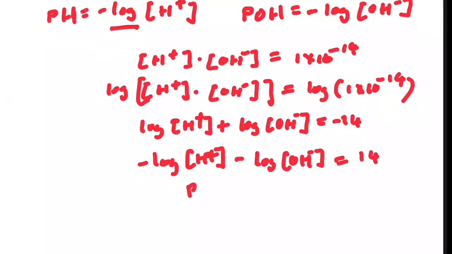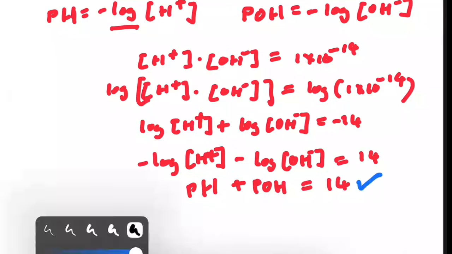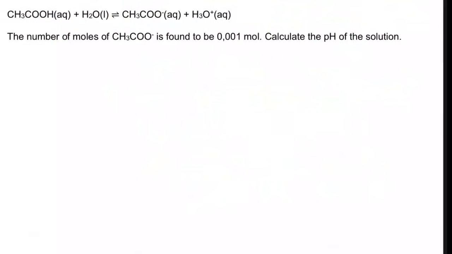This is pH. And then minus log of OH minus, this is pOH. And all of this is equal to 14. So there we go, pH plus pOH is equal to 14. We are also going to use this concept at some point of time. Okay, let's solve some problems.